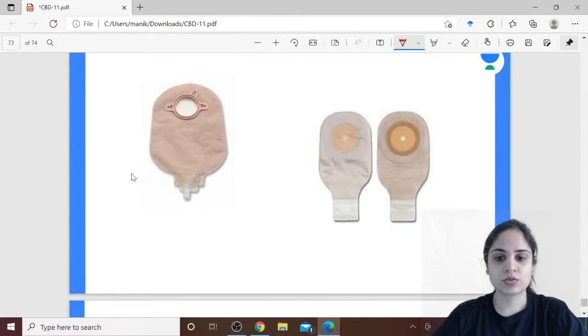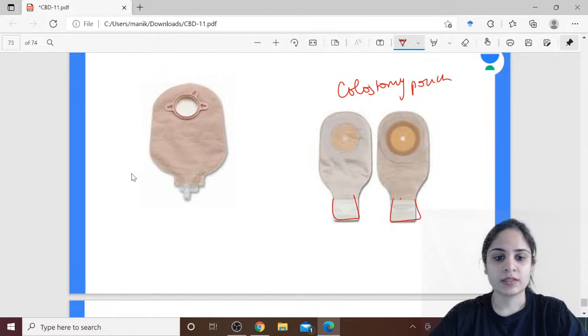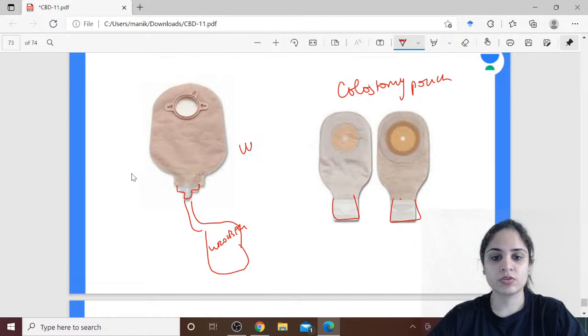Okay, these two pouches are there. One is your colostomy pouch, the one which opens like a pouch with a velcro over here. If it has a small tubing like this which connects to a urobag, then this is your urostomy pouch.